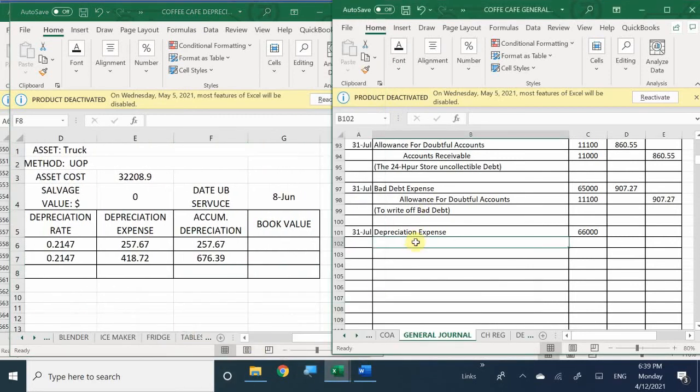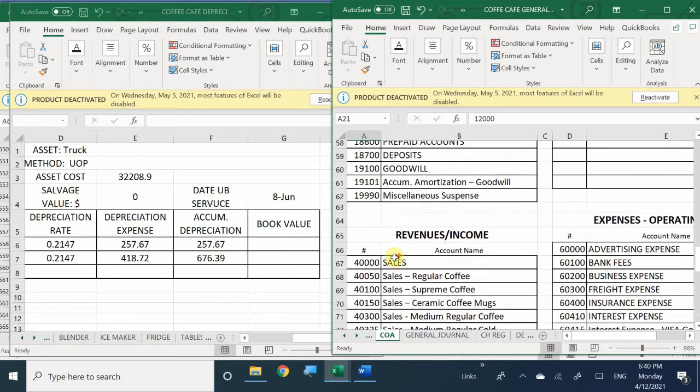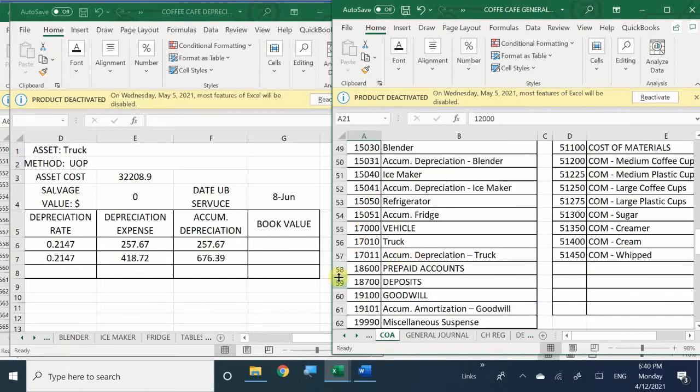So my journal entry is I need to do the accumulated depreciation for a total of 418.72. Okay, and the account number for the truck is going to be 1711.